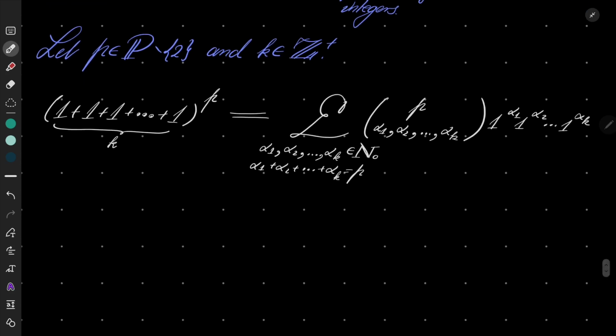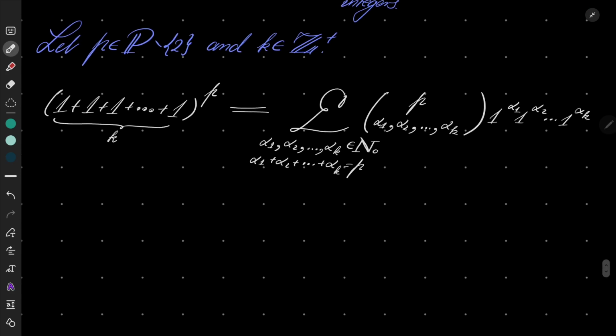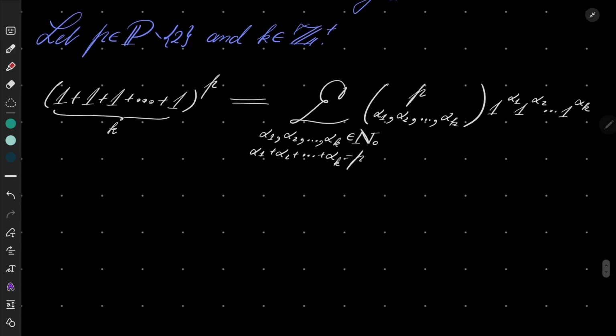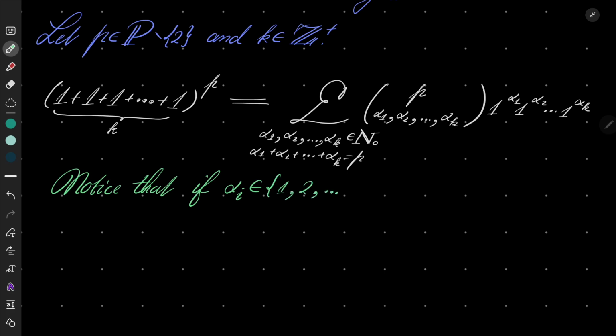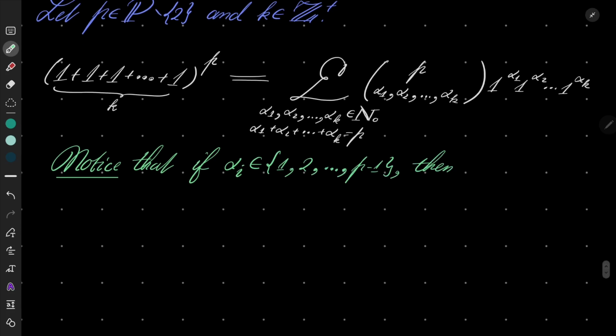Very well. So really, the last part can be omitted. And now, a very crucial observation. Notice that if alpha, let's say alpha i, is between 1 and p minus 1, then our multinomial coefficient is divisible by p.